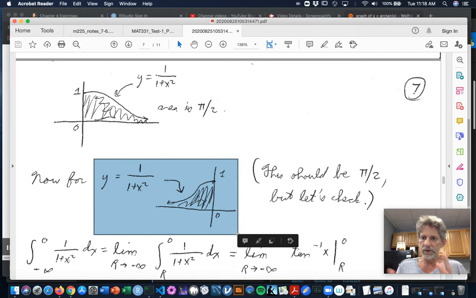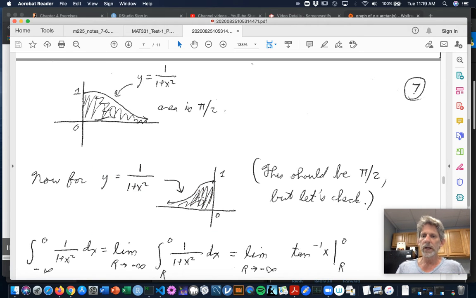Now this curve, 1 over 1 plus x squared, is symmetric around the y-axis. For any value x, it gives the same height as it would give at the opposite of that x, because the square of a negative is positive. So the area that you're looking at there ought to be pi over 2 as well. But let's go ahead and check with the improper integral as a way of continuing to practice our thinking.